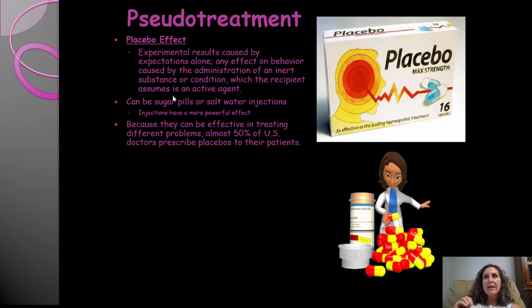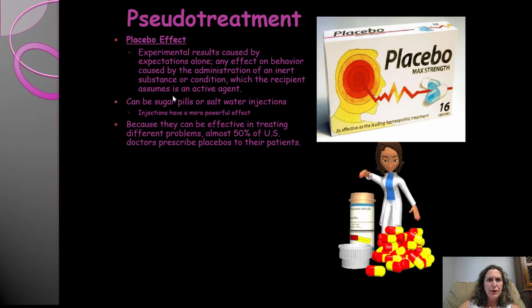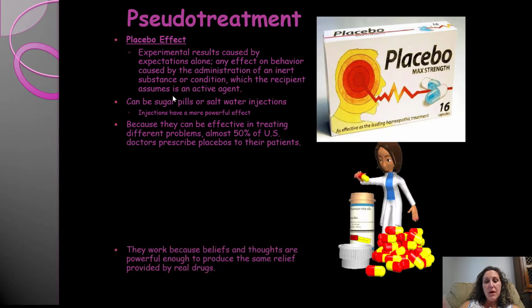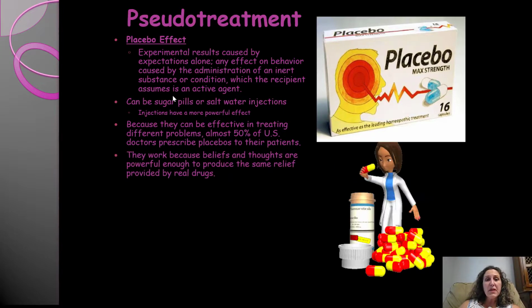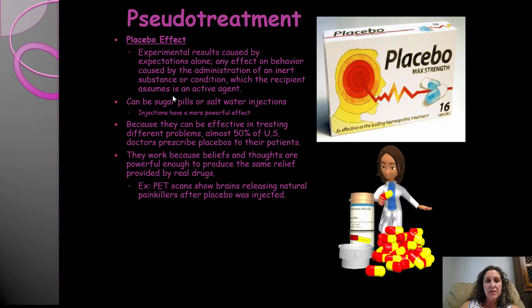You guys, placebos have a bad name. So placebos are like, well, in our candy experiment, it was like a lollipop with no sugar in it made to look like candy. So kids thought they were getting candy. Okay. So like a sugar-free lollipop. That's a placebo. But sometimes doctors can literally prescribe to you a pill full of sugar or salt or nothing and say, this is going to cure your depression. And because you believe it's going to cure your depression, it actually does. And there are so many studies on this that the placebo effect, they call it, is real. And it works because beliefs and thoughts are powerful enough to provide the same relief as some actual real treatments. So they actually show in brain scans that brains release natural painkillers after a placebo was injected.